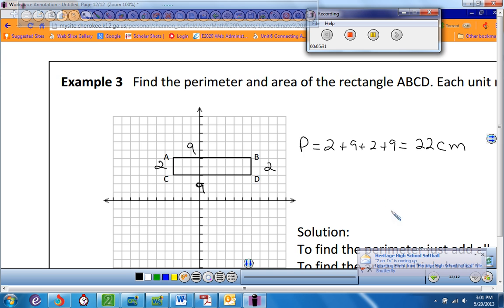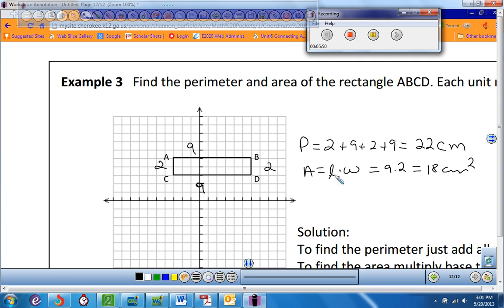Now, area for a rectangle or a square, well, for a square it would be side squared, but because they're the same, it's just length times width. So we take one of these, 9 times 2, which would be 18. Now it'd be centimeters squared, because area is always in squared units.